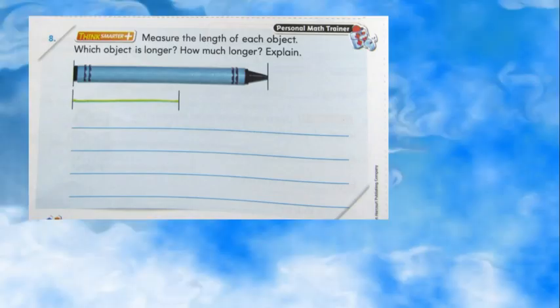All right, time for our last question, and it's a Think Smarter question. Measure the length of each object. Which object is longer? How much longer? All right, well, I see I have two questions I need to answer. And the first direction said I needed to measure the length of each of the objects. So go ahead and in centimeters, measure how long each of those objects is. All right, I'm going to label them so that I don't forget. The crayon was 11 centimeters, and the green string is 6 centimeters.